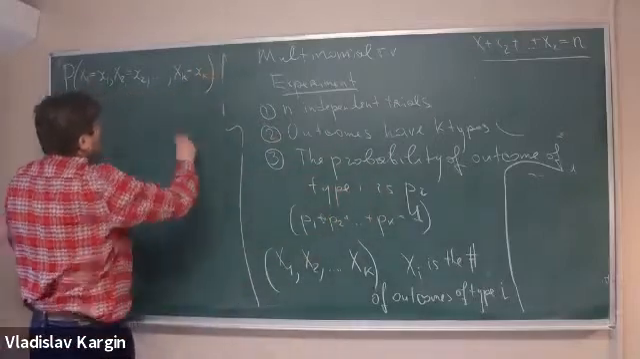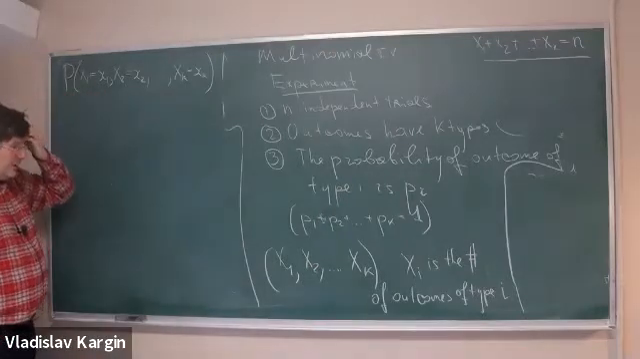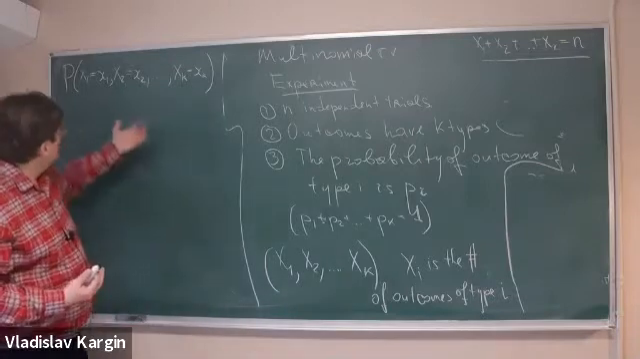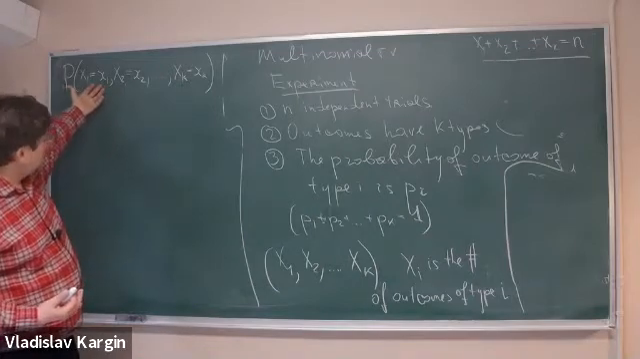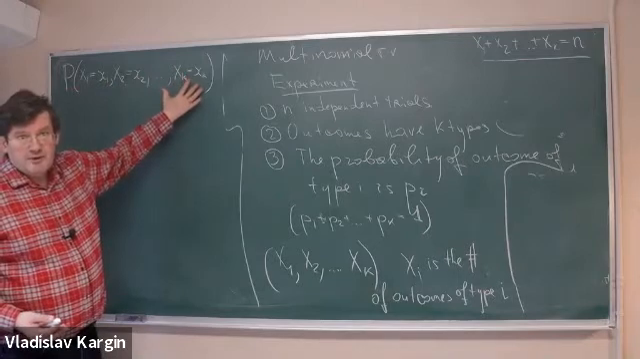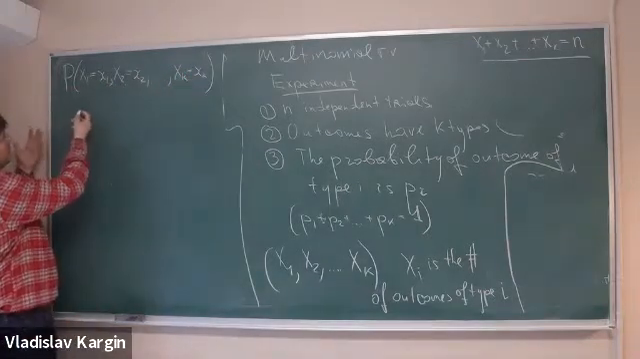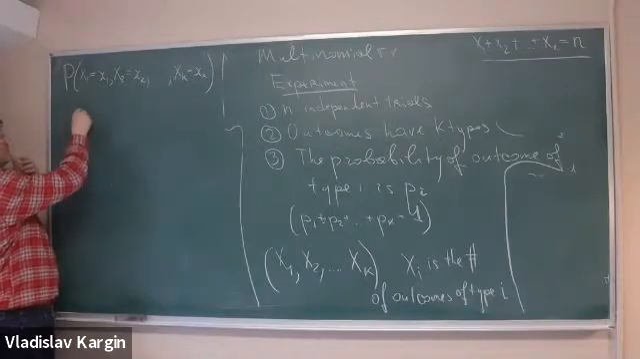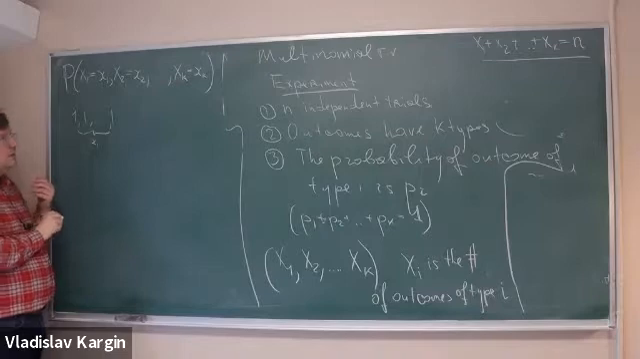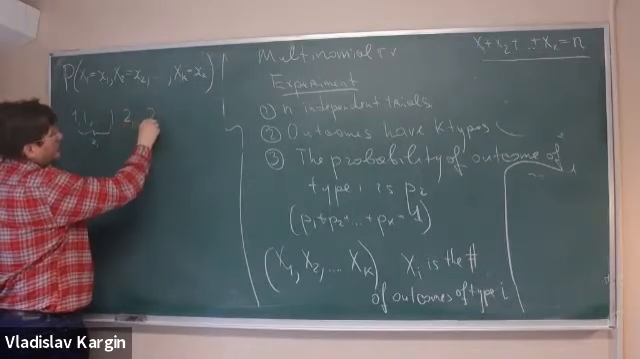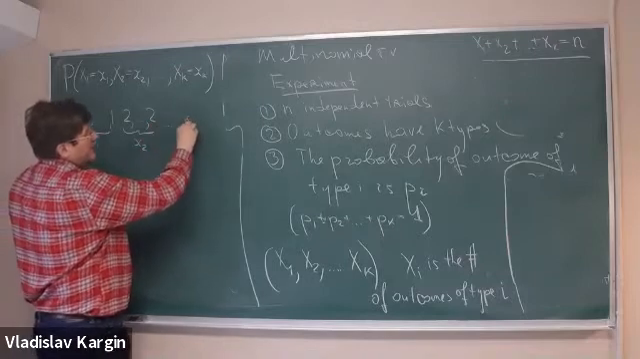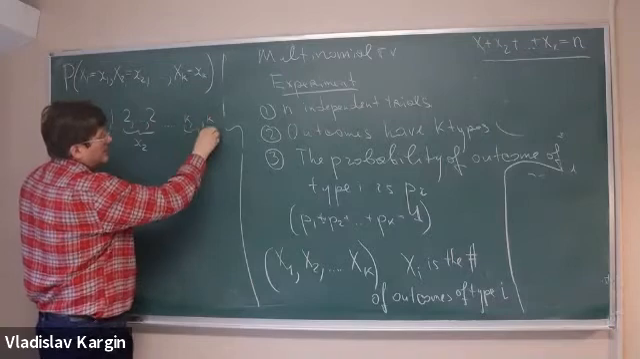Now, if you want to figure out this probability, we're doing basically the same thing that we did for binomial. We look at some particular sequence which has x1 outcomes of type 1, x2 outcomes of type 2, and xk outcomes of type k. For example, we could have a sequence 1, 1, 1, and this is x1 times. After that we have a sequence 2, 2, and this would be x2 times, and so on until k, and this would be xk times.